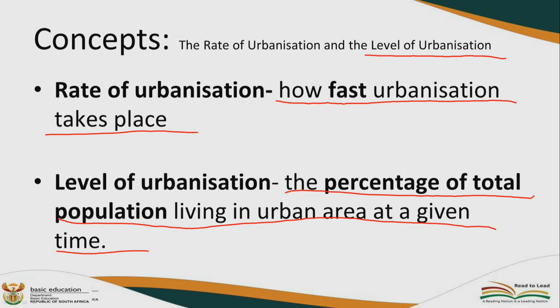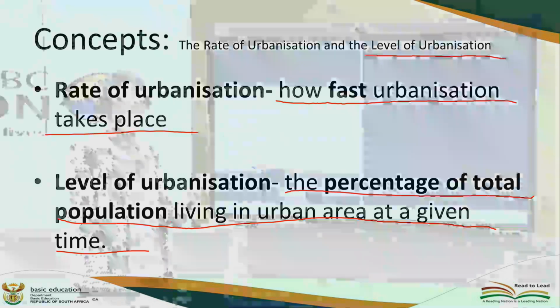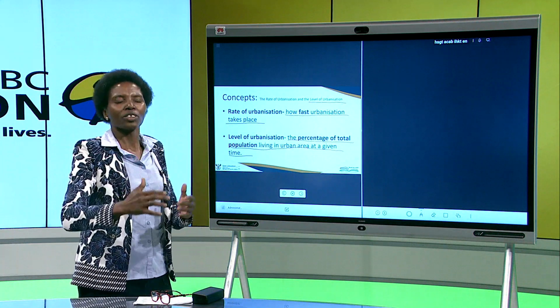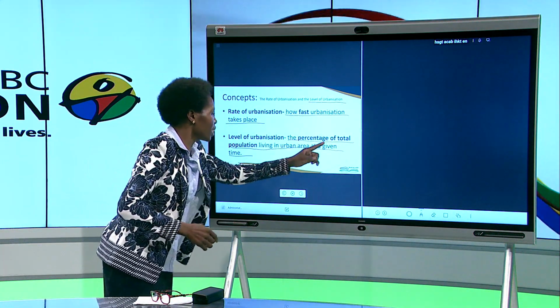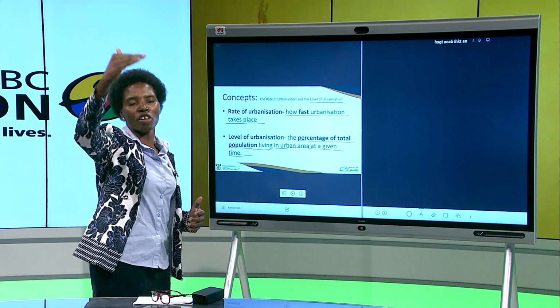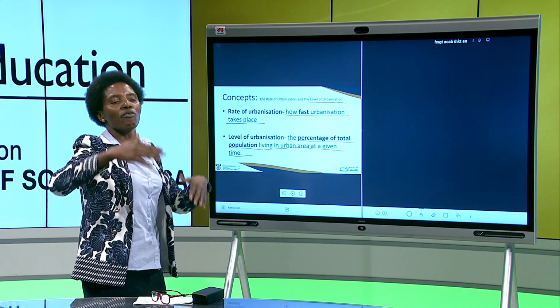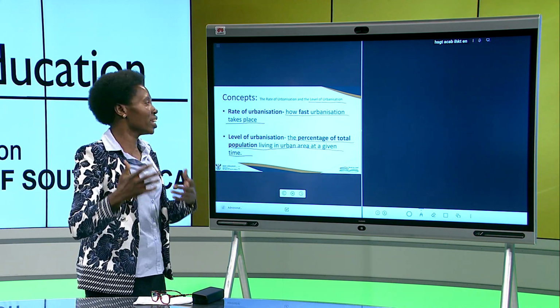But the level of urbanization means we look at the percentage of the total population living in urban areas at a given time. So we can say, as I said when I started, that more than 50% of people are living in urban areas. Now we look at the rate. We can project and say in 2025, we'll have 55% of people living in urban areas.